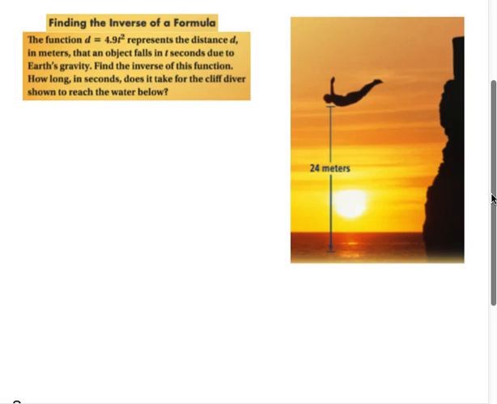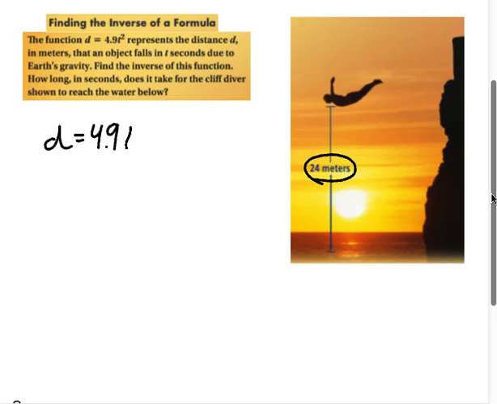So let's do this. The function d equals 4.9t squared represents the distance d in meters an object falls in t seconds due to Earth's gravity. Find the inverse of this function. How long in seconds does it take the cliff diver to reach the water below? And in this image, they're jumping 24 meters. So first I want to find the inverse.